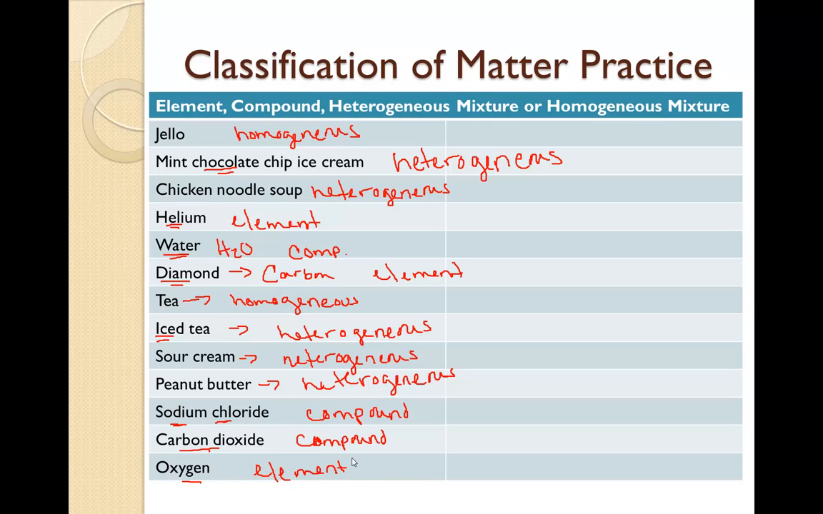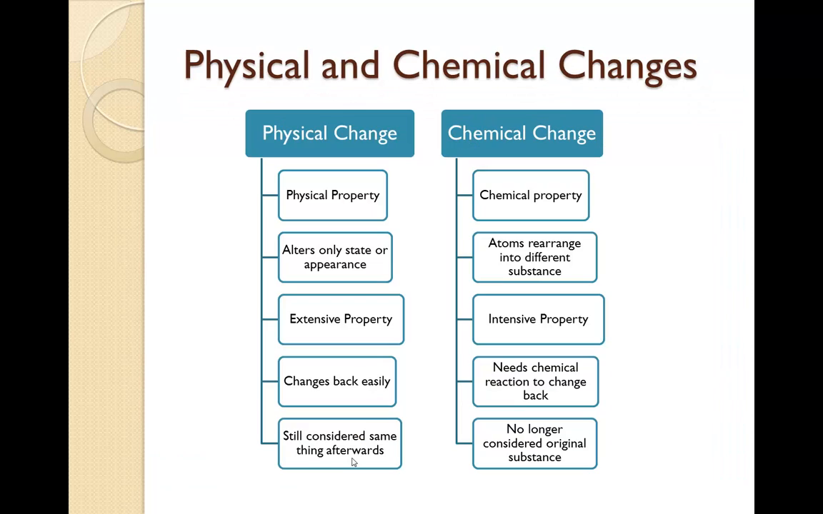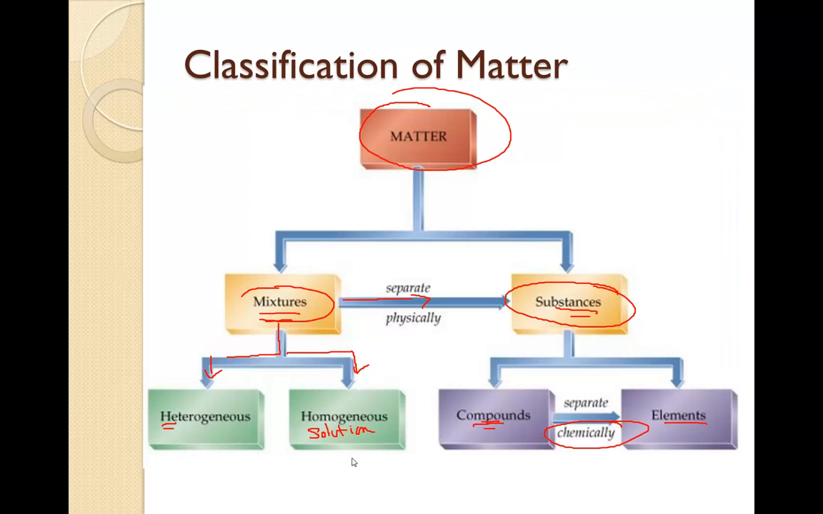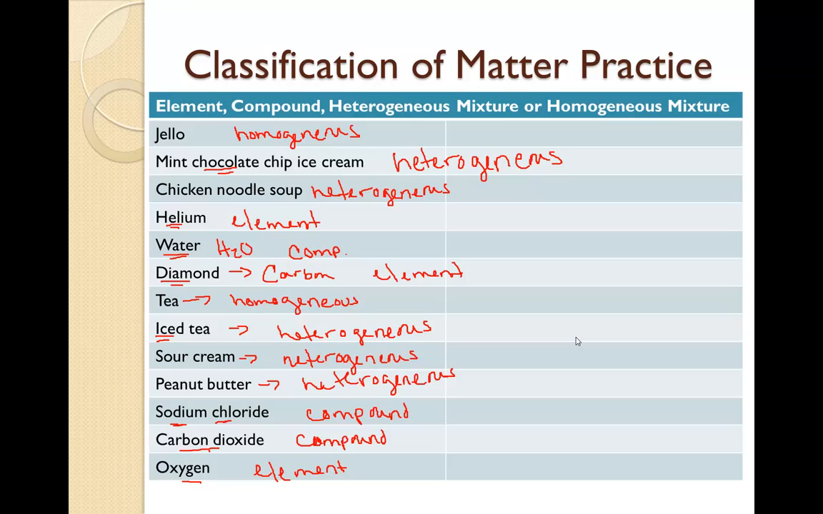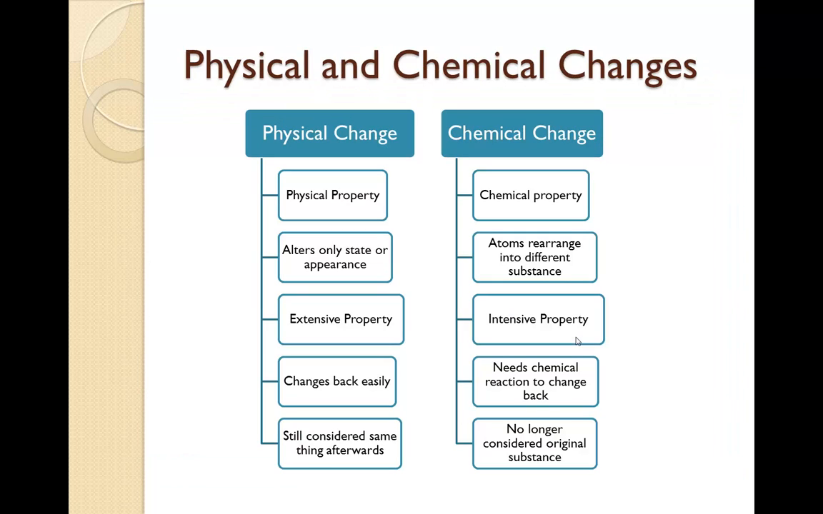Let's look at the physical and chemical changes. As we said before when we were looking at this chart, we can separate mixtures physically to form substances, and we can separate compounds chemically to form elements. So let's take a look at these physical and chemical changes. A physical change will affect its physical property, while a chemical change will affect its chemical property.